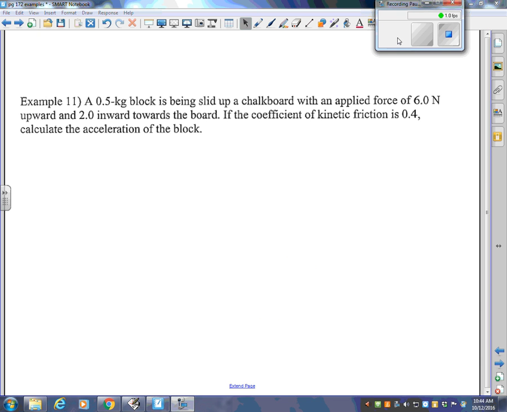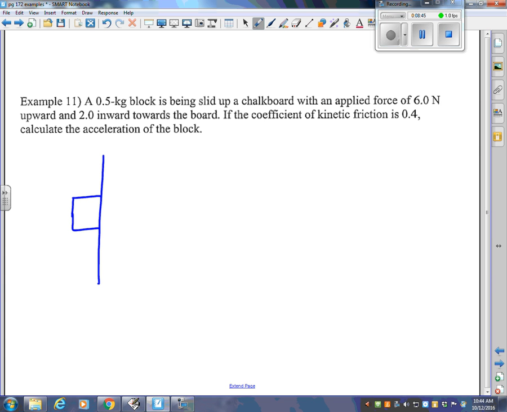Let's draw the picture for this one. So there's the wall. Here's the block. It's 0.5 kilograms. It's being slid up a chalkboard with an applied force of 6 newtons upwards. So we'll call that F1 is 6, and F2 inward is equal to 2. Now, which way is friction going to be? Down, you're right, because it's going up. So the friction force is some unknown value that way. We know that the mu value is 0.4.